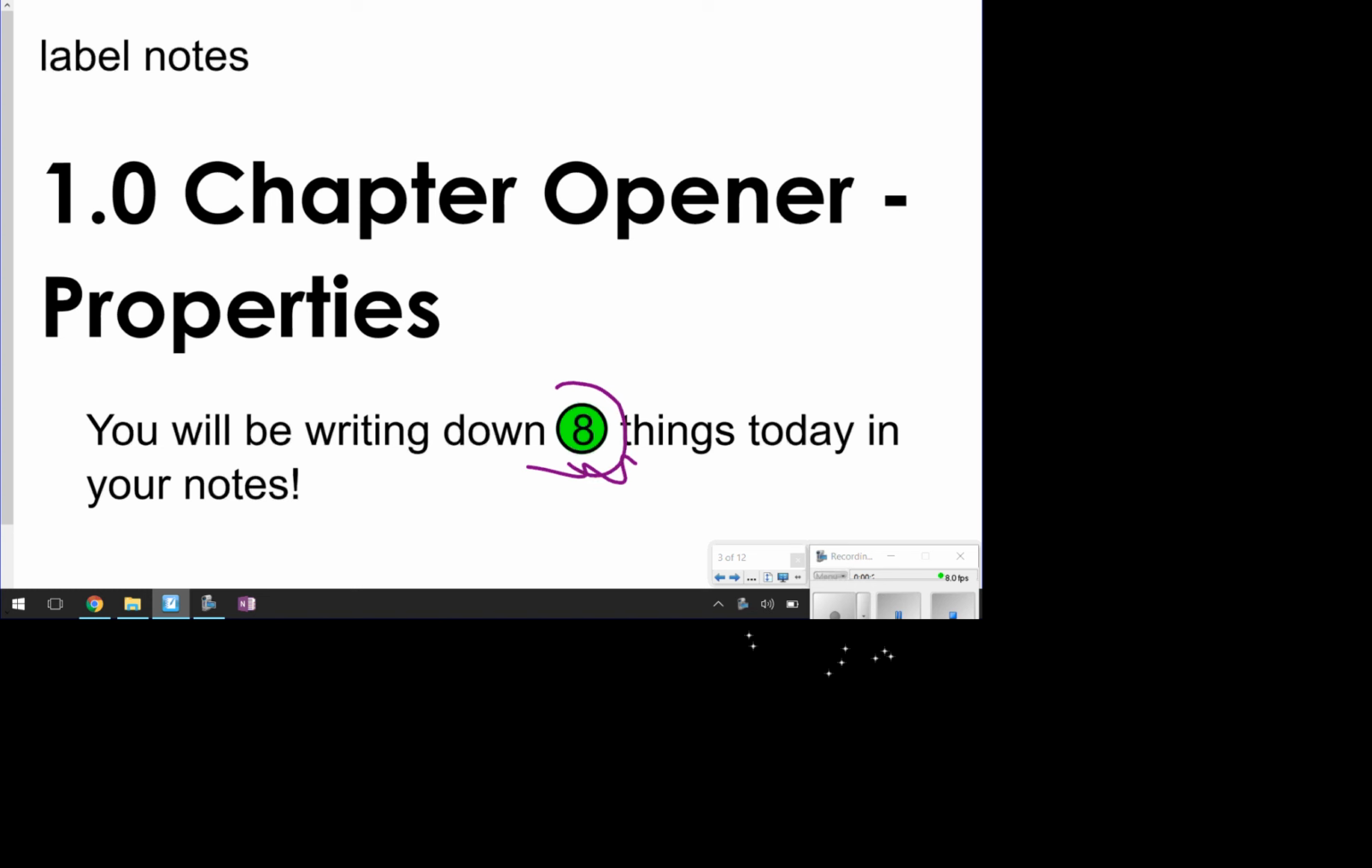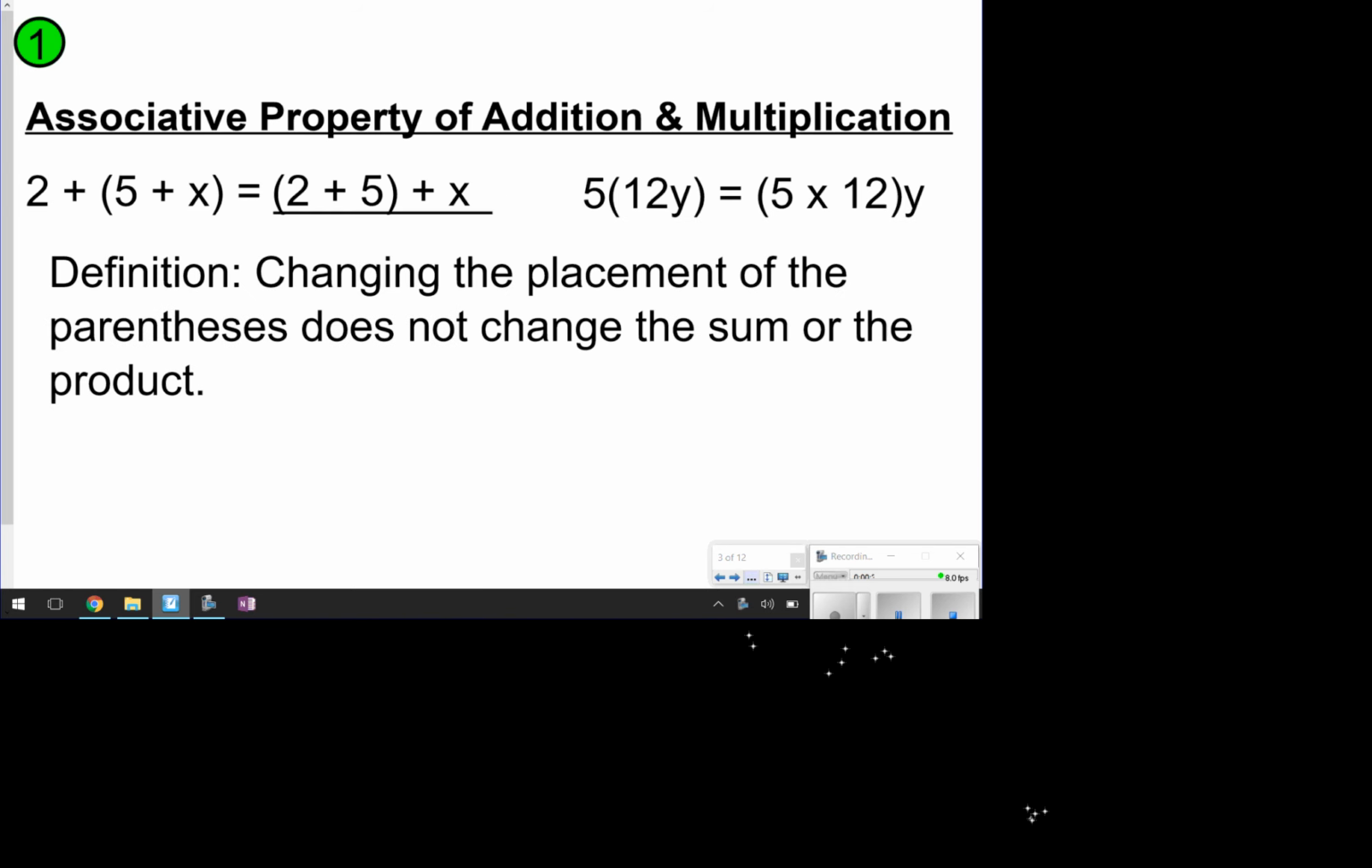When you're looking at your videos, you're going to see these lime green circles. Those are going to be the circles that represent the number that you're supposed to be writing down. Let's get started. The first thing we're writing down is the associative property of addition and multiplication.